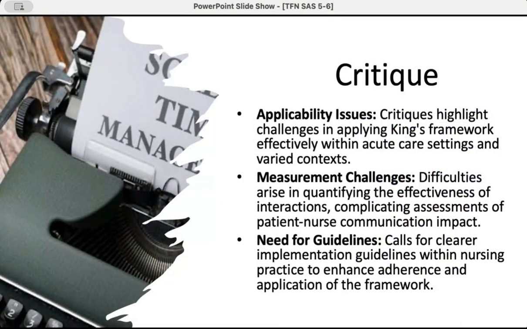So, for the critique, it highlights challenges in applying King's framework effectively in acute care settings and varied contexts. When you say acute care setting, it's just a matter of short term, okay? Compared to chronic, which is considered on a long-term basis, the opposite of it is acute, okay? And when you talk about measurement challenges, difficulty arises in quantifying the effectiveness of interactions, complicating assessments of patient-nurse communication impact. At the same time, there are calls for care implementation guidelines within nursing practice to enhance adherence and application of the framework.